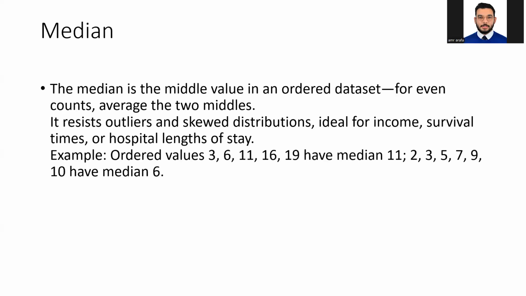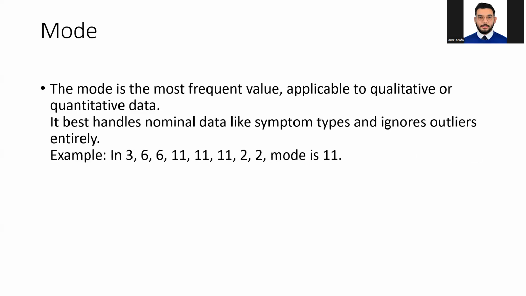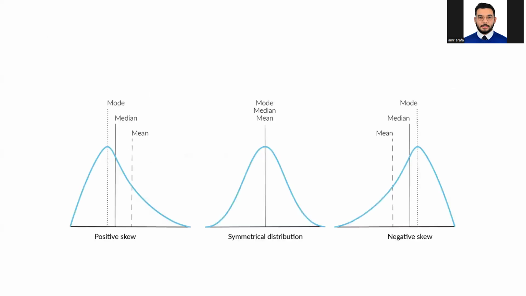The median, you're going to arrange all your numbers in ascending order, and then you're just going to choose the number that's in the middle. Or if it's an even number, then you're going to choose the two numbers in the middle and then take the average. The mode is the most frequently repeated number.